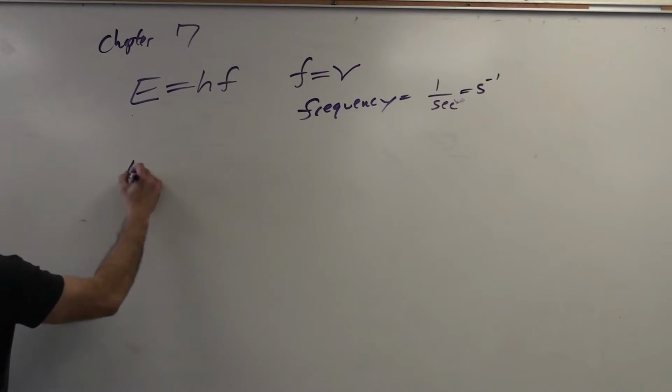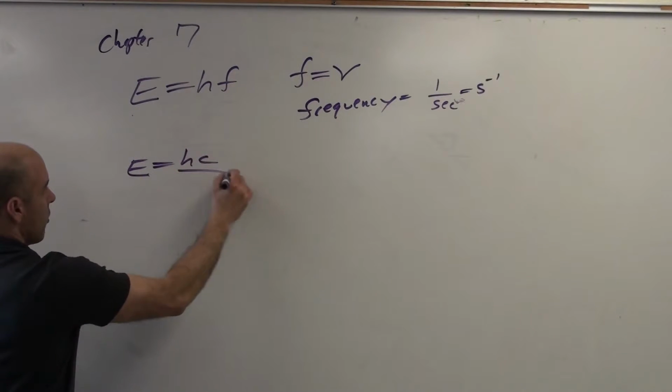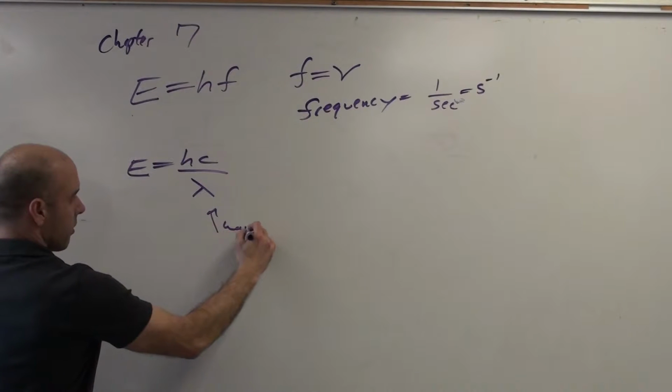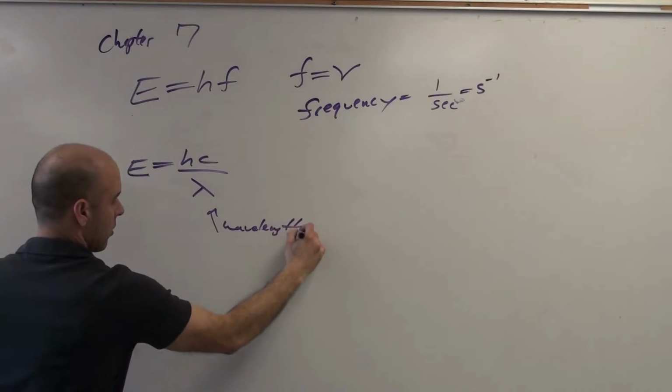And the other real big one is E equals hc over lambda. Lambda's wavelength in meters.